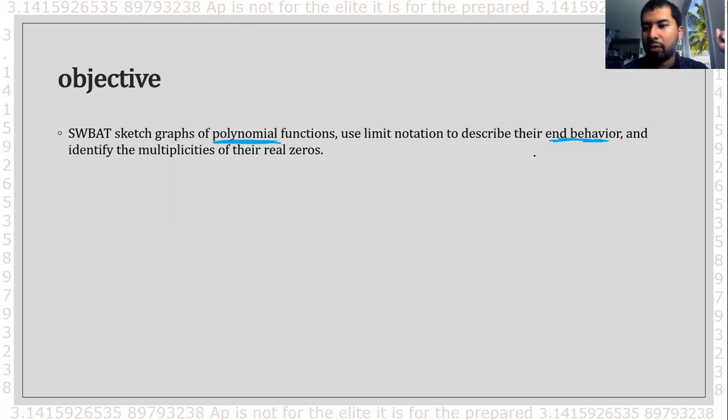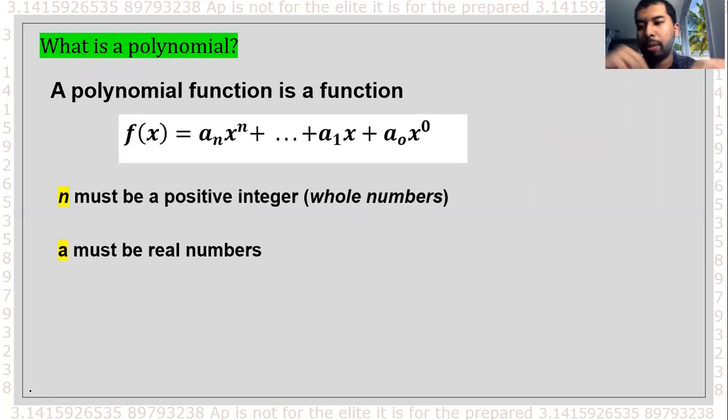The objective for today is going to be to sketch polynomial functions. First of all, what are polynomials? Use limit notation to describe their end behavior, which is pretty much what we did, and their multiplicities. Go ahead and pause the video, write down this definition, and we'll see what a polynomial function is. Hopefully you've seen these in Algebra 2.